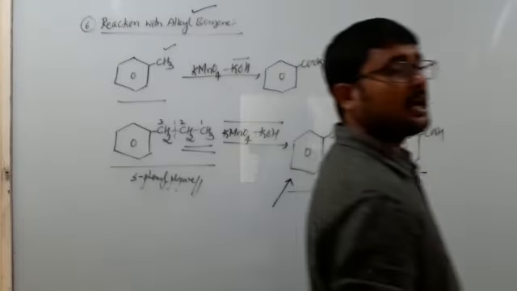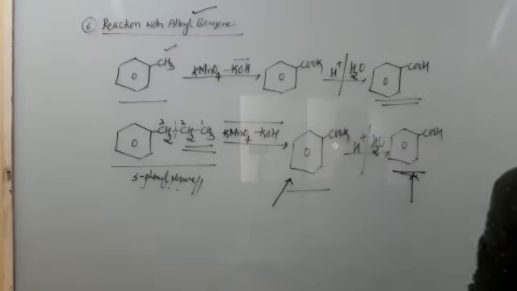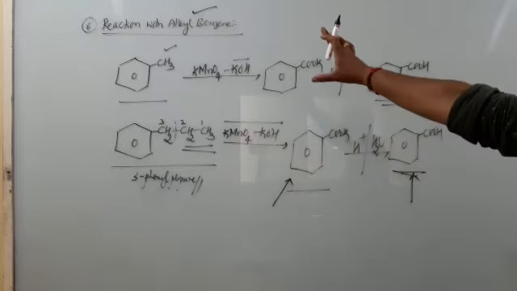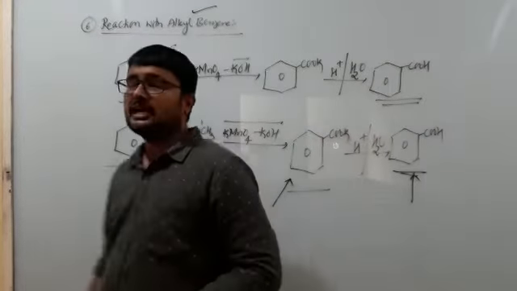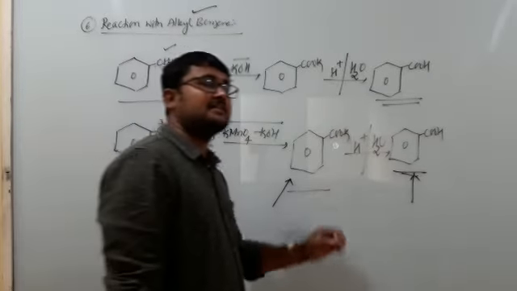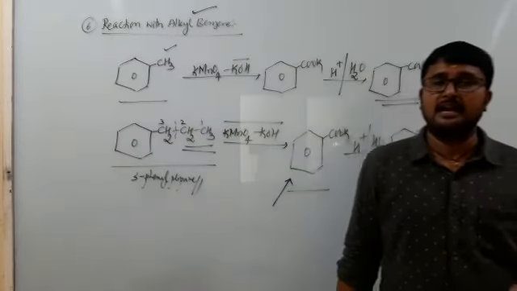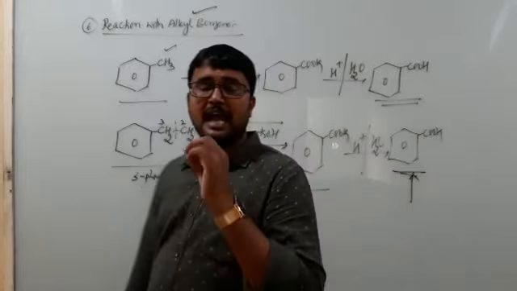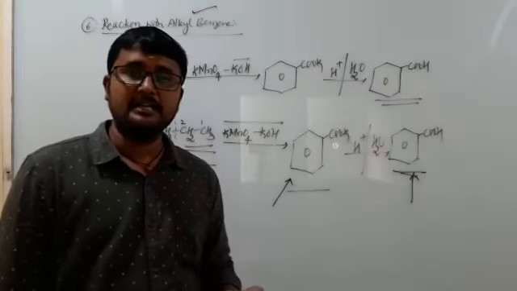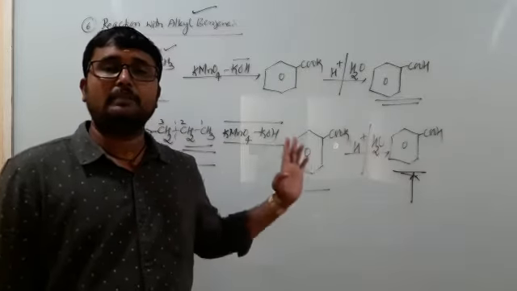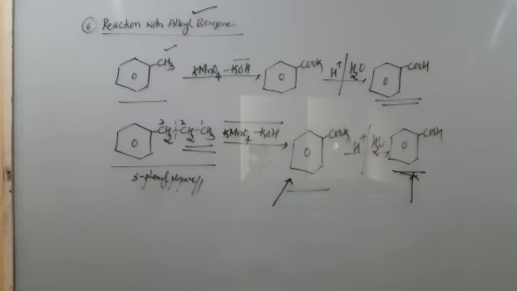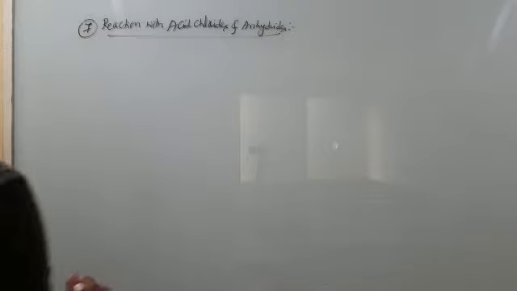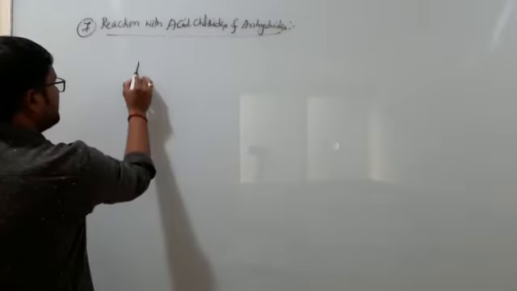Gives rise to carboxylic acid as the major product. So after discussing the reaction with alkyl benzenes, we have one more particular type of reaction, known as reaction with acid chloride as well as anhydride. The meaning is, by using acid chlorides and anhydrides, how can we prepare carboxylic acids as the major product? Let us discuss this reaction. The next one, reaction with acid chlorides and anhydrides.